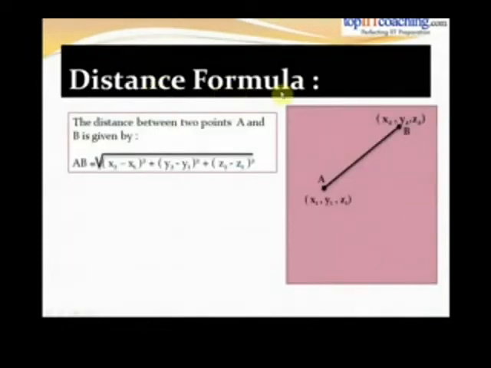The distance formula. Now if we have any 2 points A and B in space, A with the coordinates x1, y1, z1 and B with the coordinates x2, y2, z2, then the distance between these 2 points A and B is given by AB equal to under root of (x2 minus x1) whole square plus (y2 minus y1) whole square plus (z2 minus z1) whole square.